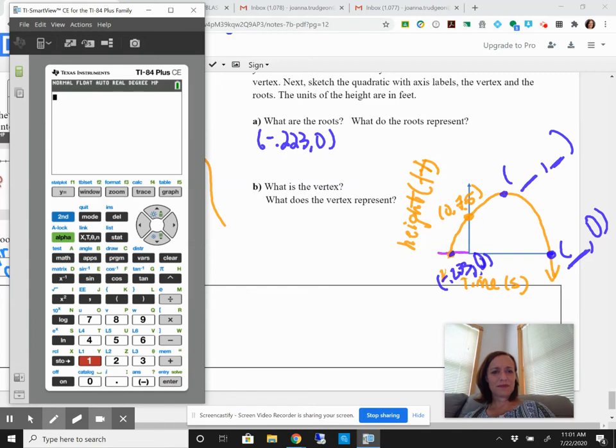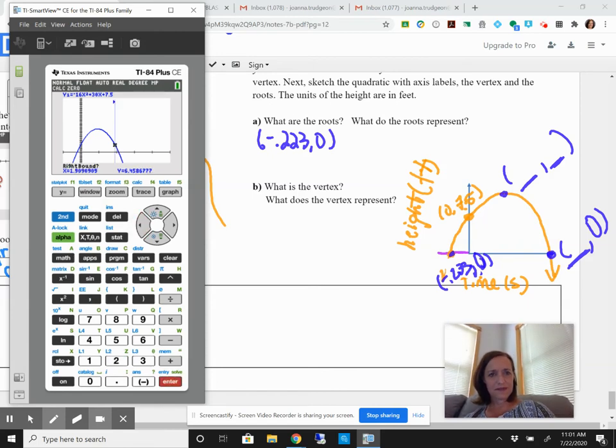Something happened there when I picked my left bound because I was not to the left of it. All right, let's do this again. Left bound, that's to the left. Right bound, that's to the right. Guess, how about right there? All right, so 2.098. Let's say 2, and I did say 2.098 in my notes. Let's just do that.